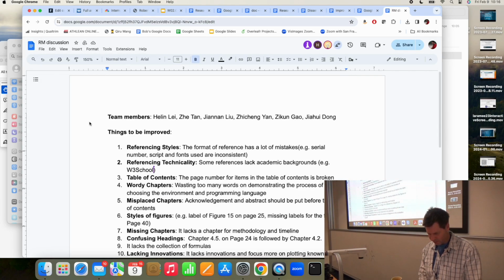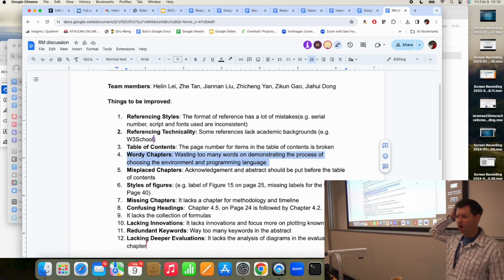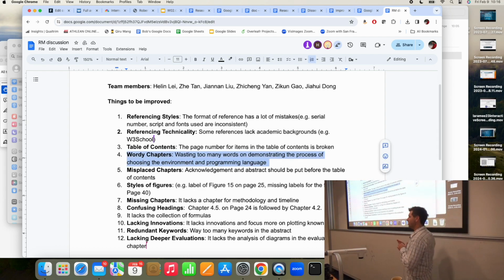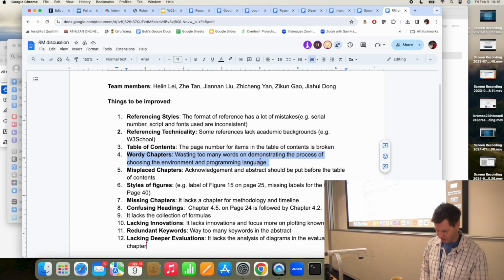Okay, yes, referencing styles. Yes, that's big problems. Table of contents, wordy chapters, wasting too many. Yes, that's right. Sometimes there's content in there that's unnecessary and distracting, like describing an IDE that they didn't use, but going into a lot of detail. That's just not necessary, right? Misplaced chapters. Yep, that's right.